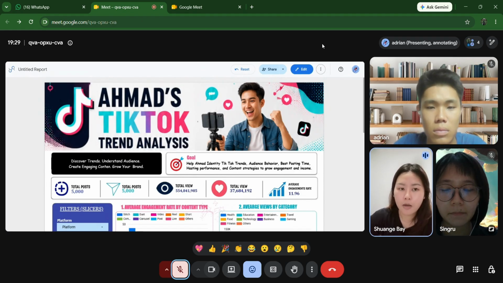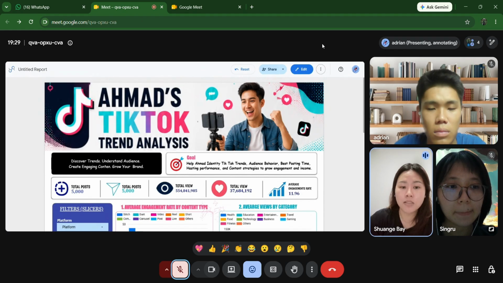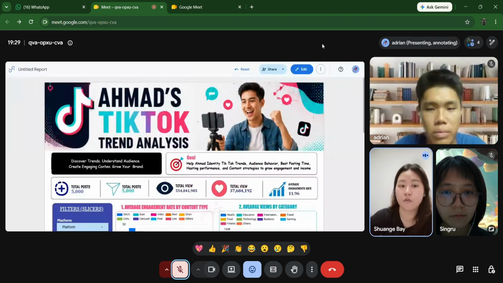To help Ahmad, we created an interactive dashboard. This dashboard allows Ahmad to analyze TikTok data using charts, key metrics, and filters. From the dashboard, Ahmad can make better decisions based on data instead of guessing. Now, I will pass to the next member to explain the dashboard overview.